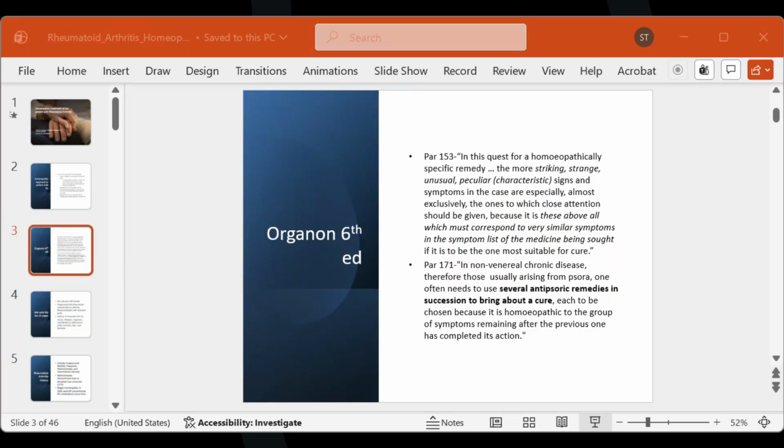And this is a case you'll see that. We go from, and there's actually a trio of remedies that we use, each to be chosen because it is homeopathic to the group of symptoms remaining after the previous one has completed its action. And this is what happens when we treat people chronically.